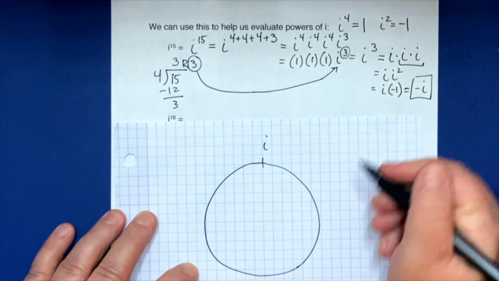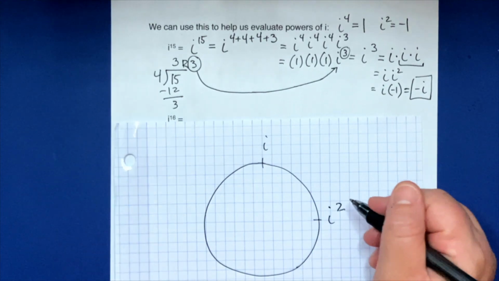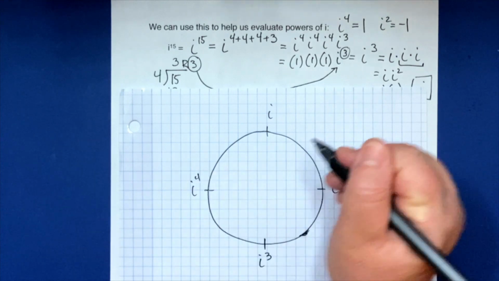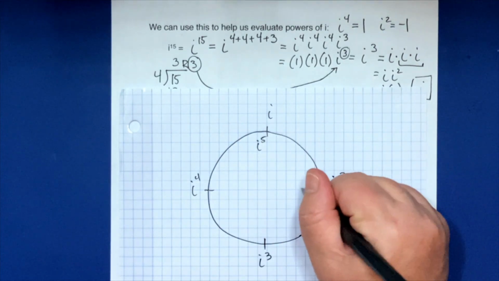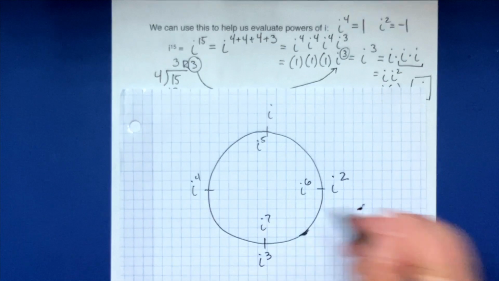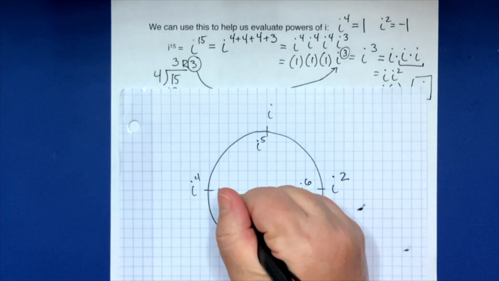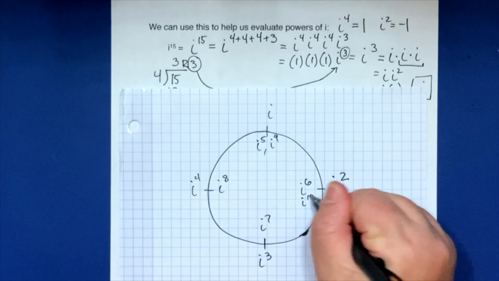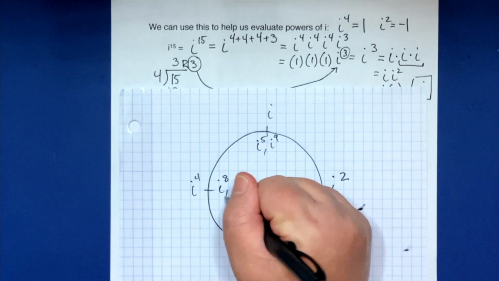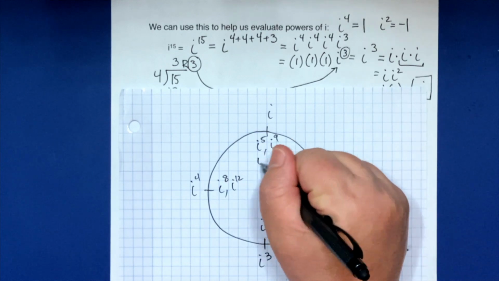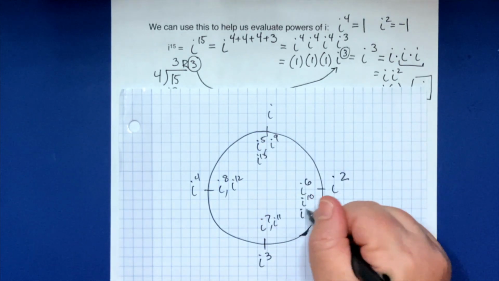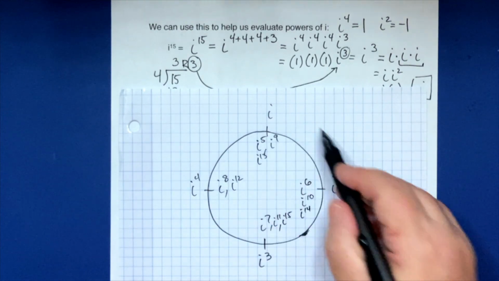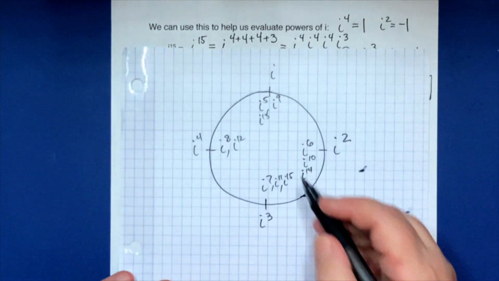Here I've got I. Here I've got I squared. Here I've got I cubed. Here I've got I to the fourth, I to the fifth, I to the sixth, I to the seventh. Oops, we're going to Smeary Town. Sorry about that. I to the eighth, I to the ninth, I to the 10th, I to the 11th, I to the 12th, I to the 13th, I to the 14th, and I to the 15th. Woohoo!